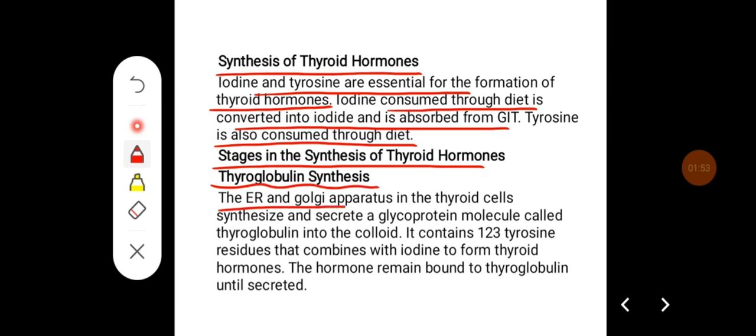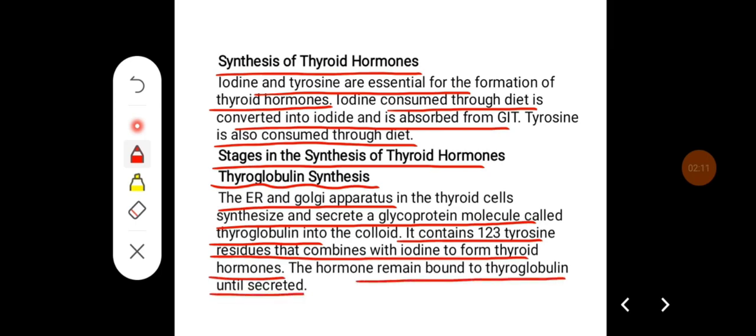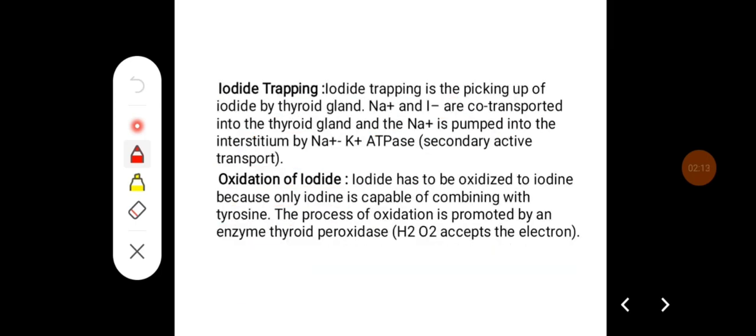The endoplasmic reticulum and Golgi apparatus in the thyroid cells synthesize and secrete glycoprotein molecules called thyroglobulin into the colloid. It contains 123 tyrosine residues that combine with iodine to form thyroid hormones. The hormones remain bound to thyroglobulin until it is secreted.